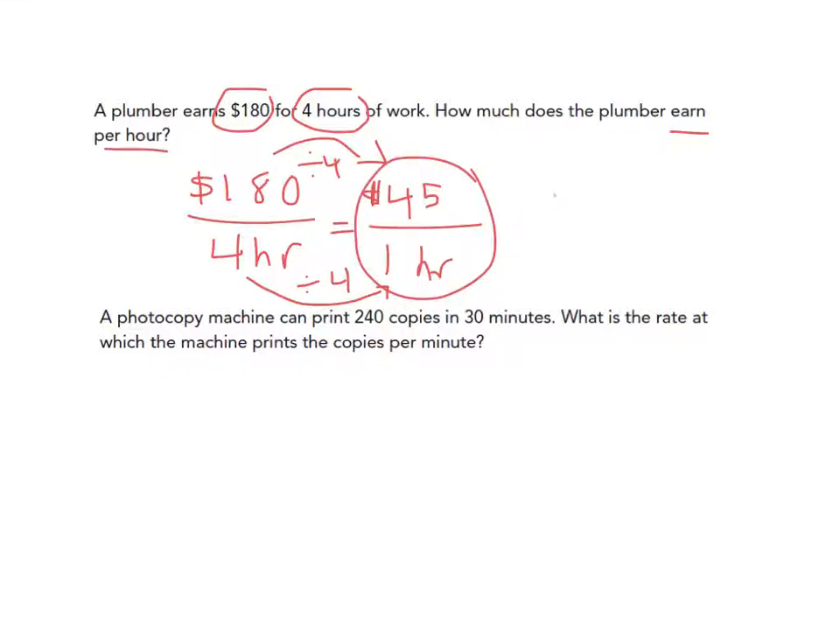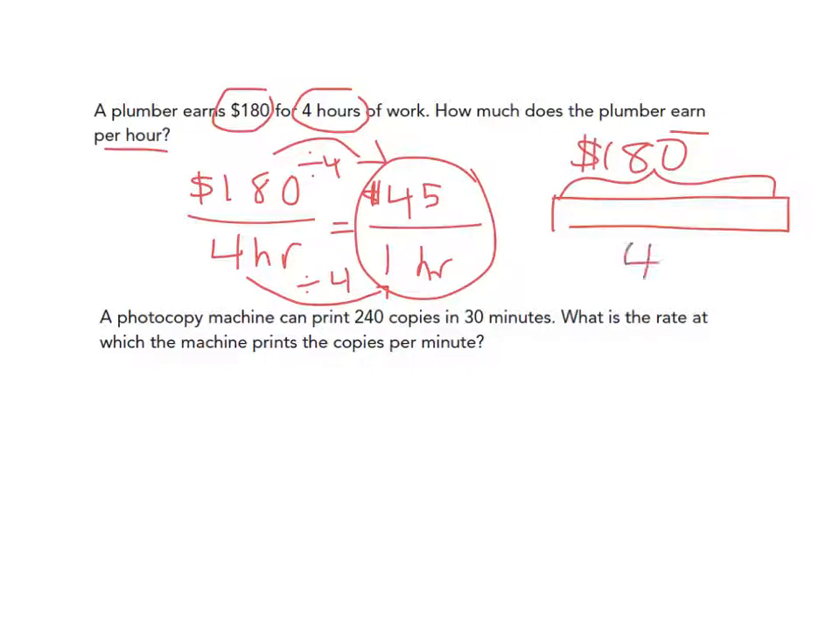I could also think of it in a bar model form and think that this entire amount represents $180, but it also represents 4 hours. So if I were to split this 180 into individual hours, I just need to find this one unit rate, and it takes us right back here to $45 per hour.